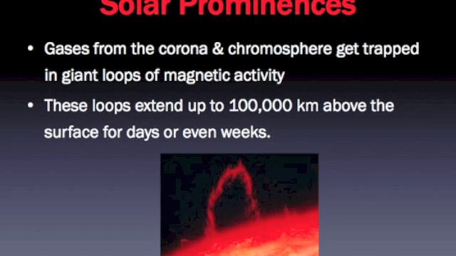If you take a look at this picture below, you're going to see kind of an arch. This arch is called a solar prominence. This happens when the magnetic activity traps gas from the corona and the chromosphere and creates these giant loops of gas just traveling in a loop. These can extend up to 100,000 kilometers above the surface, and they can stay that way for days or even weeks.